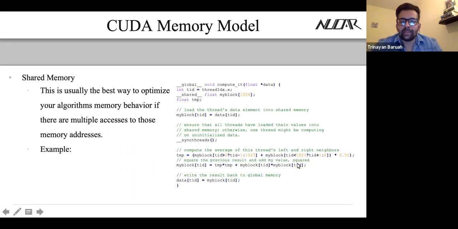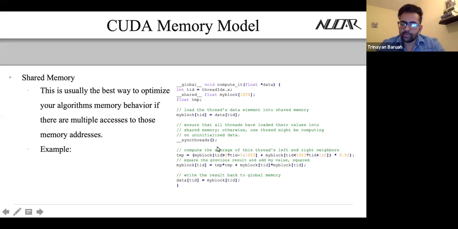So here is a template of something that uses shared memory. First we have this shared block of size 1024, and then we are declaring a temp variable. So the first thing that is happening is that this is the shared memory variable, right? My block. So we are storing the variable with data of TID, where data of TID is the array you passed.